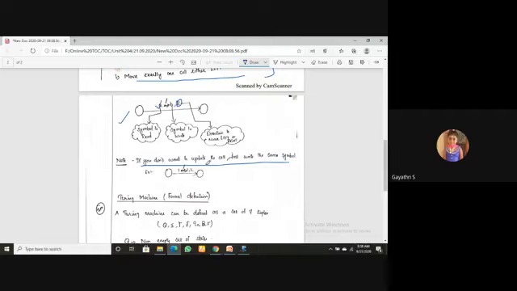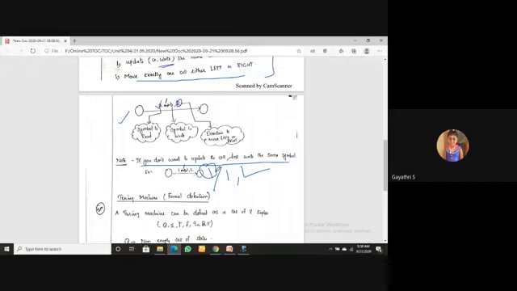If you don't want to update the cell, just write the same symbol, 1 bar 1. See, 1 bar 1 left means the symbol currently being read from the tape under the head is 1, and that 1 is replaced by 1 only, so there is no change, and L is for the left direction. This is the transition diagram of a Turing machine.